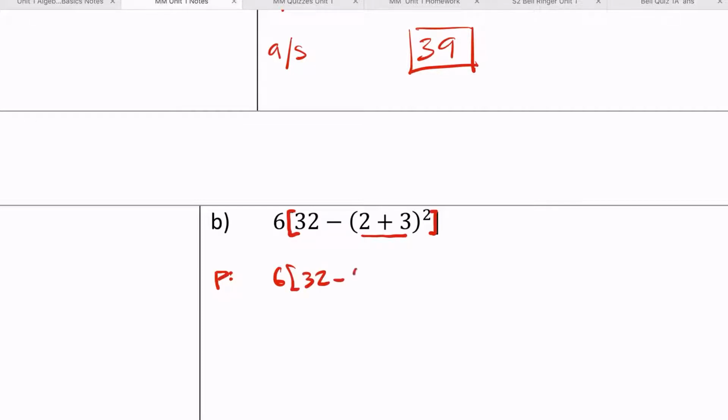32 minus 2 plus 3 is 5 squared. Okay. Now that we have that parenthesis done, we're going to do our big parenthesis. So we're going to start and say exponents. All right, well, we have one exponent. We'll rewrite all of this again. We have 5 squared, which is 25.